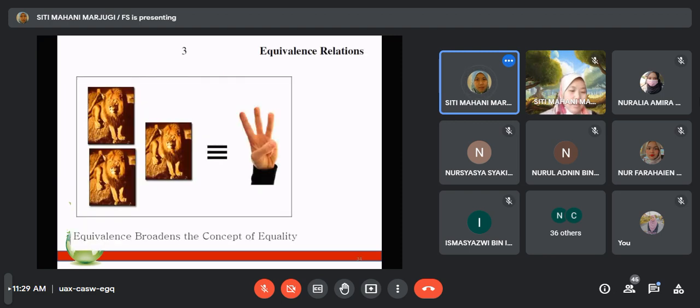Basically, when we look at the illustration in this picture, we see three lions here. Or we can represent it as three lions in another form. We can say this is equivalent. They are the same but not identical, that is how it is in the Malay word.